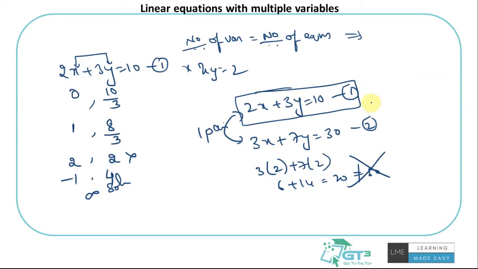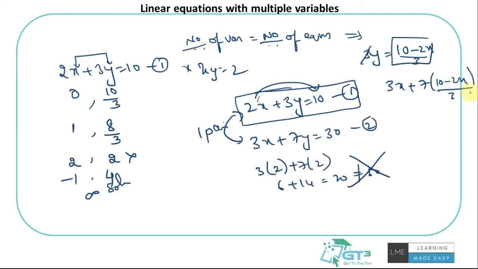How would I solve them? There are multiple ways to do it. One way is this. I get y as everything in x. I send this to this side, it will become 10 minus 2x. 3y is equal to 10 minus 2x, now I send the 3 to the denominator, so y is 10 minus 2x by 3. Now I replace this y here. So that is 3x plus 7 into 10 minus 2x by 3 equals 30 and all of that. This is definitely tedious to solve to get x and then get y.